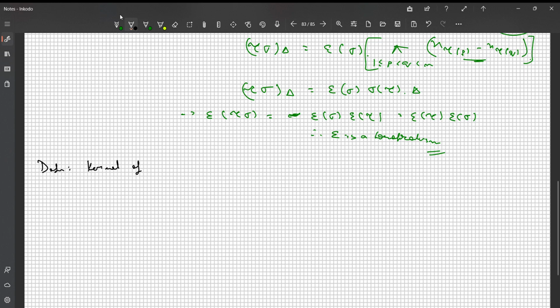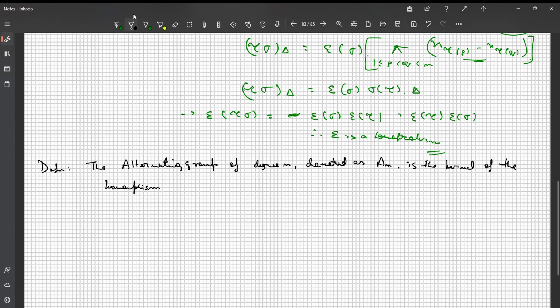Now the kernel of this homomorphism is what we define as the alternating group. Definition: the alternating group of degree n, denoted as An, is the kernel of the homomorphism epsilon. Clear?